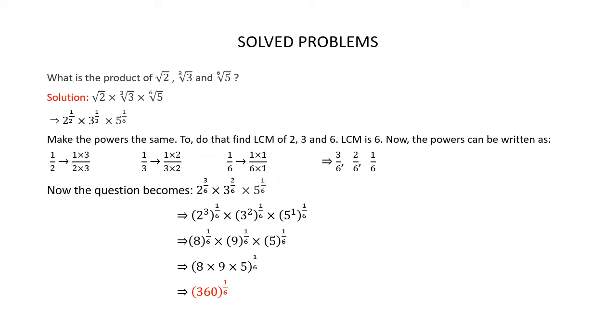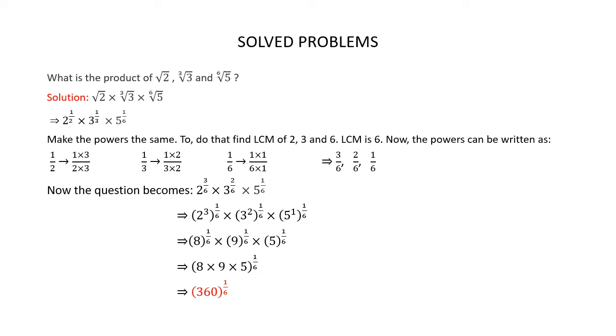Now the question can be rewritten as 2 raised to the power 3 by 6 multiplied by 3 raised to the power 2 by 6 multiplied by 5 raised to the power 1 by 6. Now the power 3 by 6 can be written as 3 multiplied by 1 by 6. 3 multiplied by 1 by 6 is nothing but 3 by 6. So now you have 2 cubed the whole raised to the power 1 by 6.